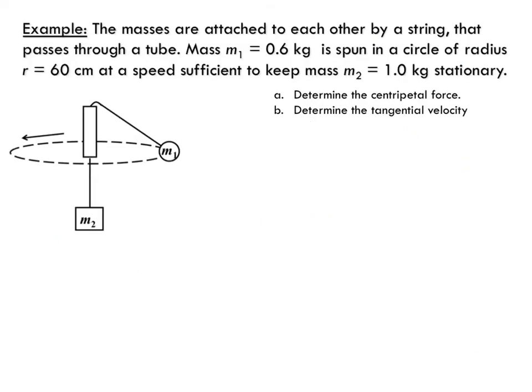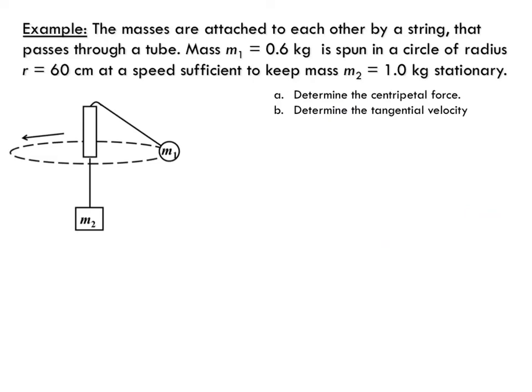In this example, the masses are attached to each other by a string that passes through a tube. Mass m1, equal to 0.6 kilograms, is spun in a circle of radius r equal to 60 centimeters, at a speed sufficient to keep the mass m2, equal to 1 kilogram, stationary. We are asked to solve for the centripetal force and to determine the tangential velocity.